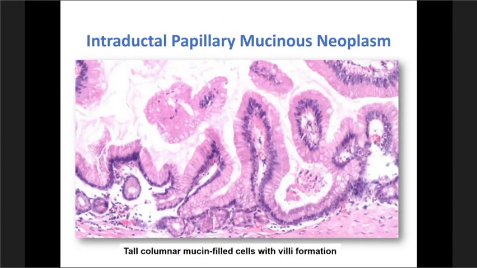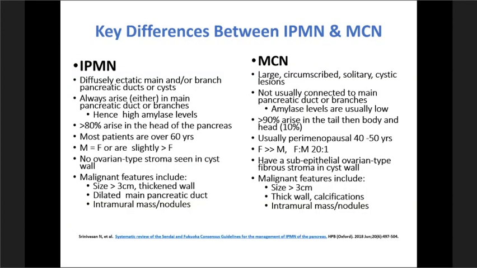In contrast, this is an IPMN. Again, this is a single layer of columnar cells, basally placed nuclei, abundant mucin, as you can see over here, and they form these nice projections which kind of project upwards here. So very different from the MCNs, and there's no underlying ovarian stroma. So these are some of the key differences.